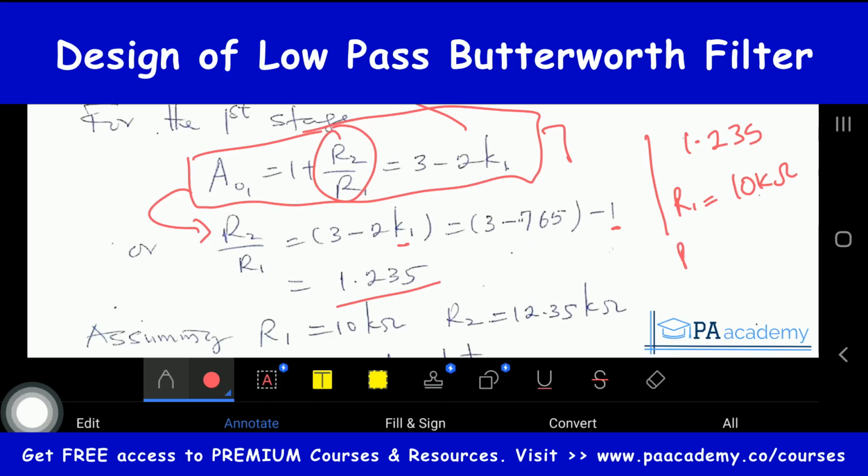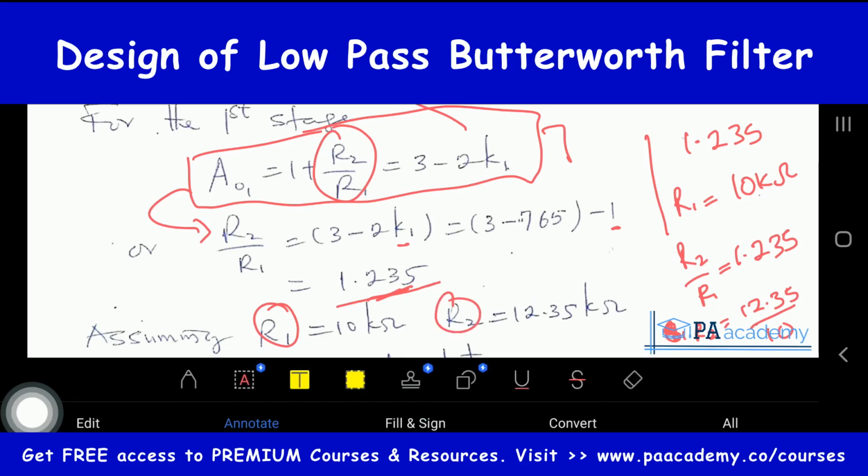For us to get R2 over R1 equal to 1.235, remember our R1 is already 10 kilo ohms, so our R2 definitely needs to be 12.35 kilo ohms. Because if we put it over 10 kilo ohms, we still get back 1.235. That is how the values for R1 and R2 were gotten. So that was the first stage.